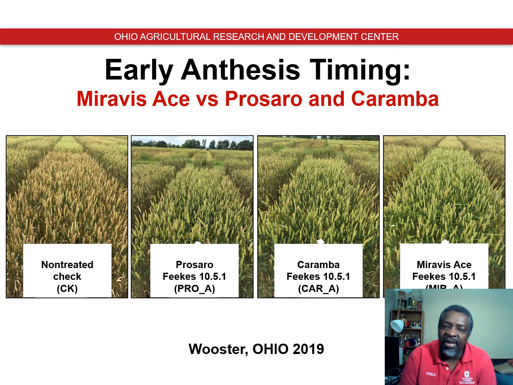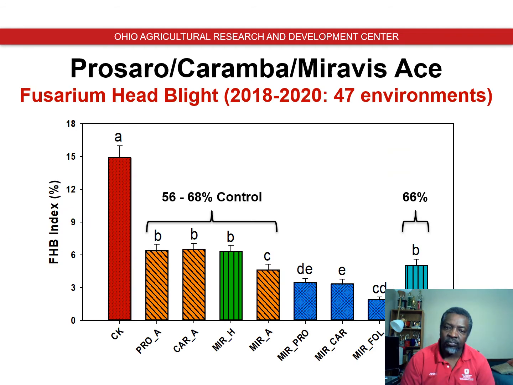Here we have side-by-side comparisons of Prosaro, Caramba, and Miravis Ace when applied at anthesis, or Feekes 10.5.1 growth stage. On the far left, you've got the untreated check, no fungicide was applied, and clearly you can see plots treated with Prosaro, Caramba, or Miravis Ace have visually less disease than the untreated check, providing some evidence that these fungicides may be similar in terms of their efficacy against visual symptom development.